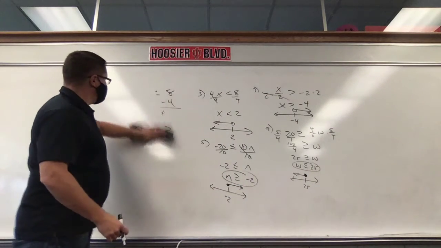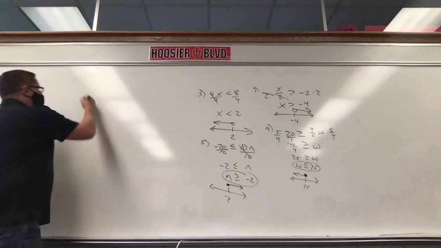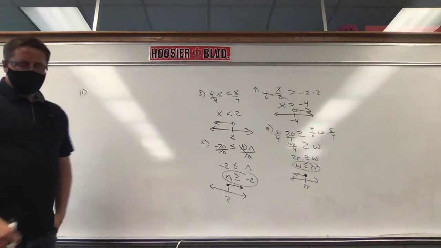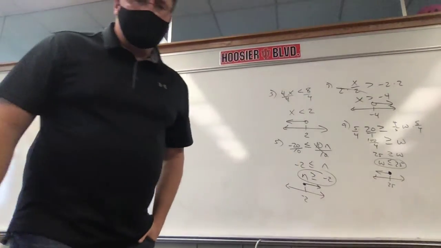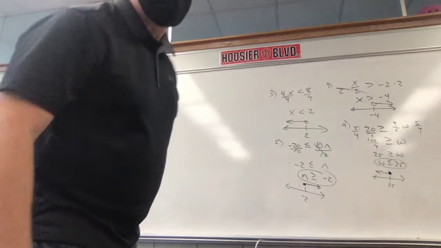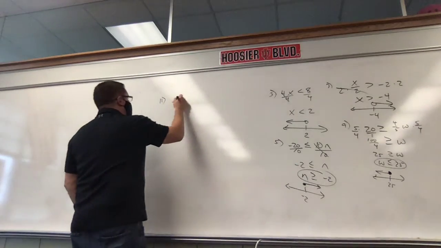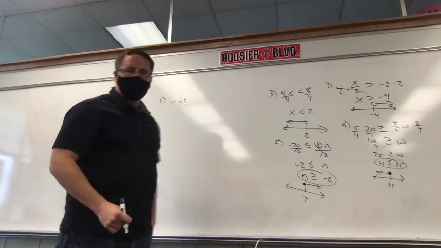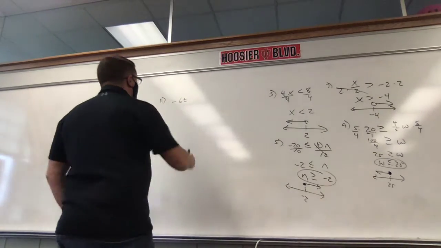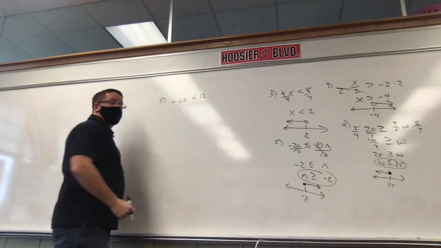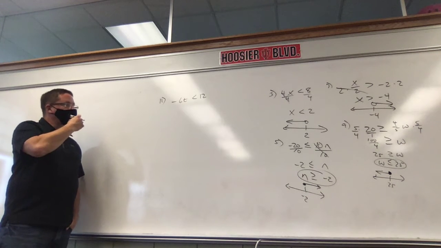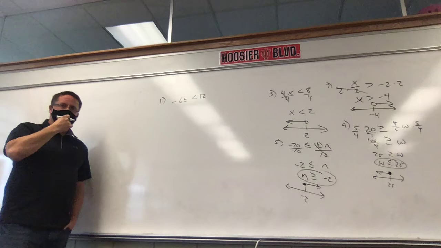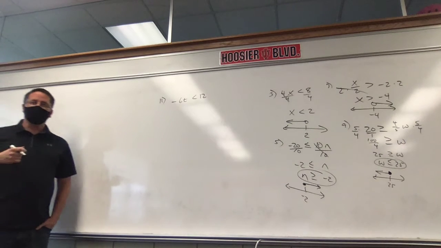Okay, let me get rid of this one. Now, when we get to number 11, I told you guys there's one thing that's new, and here it is. It's nothing big, it's very simple, but it's also very simple to forget. Negative 6t is less than 12. Negative 6, not 60, the variable t.